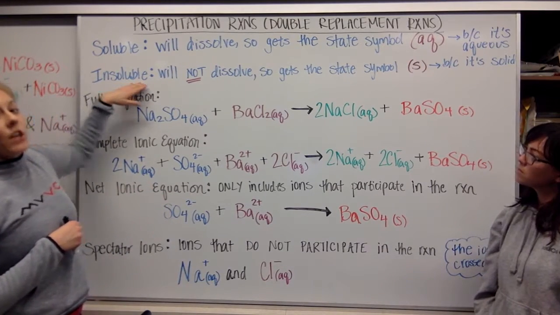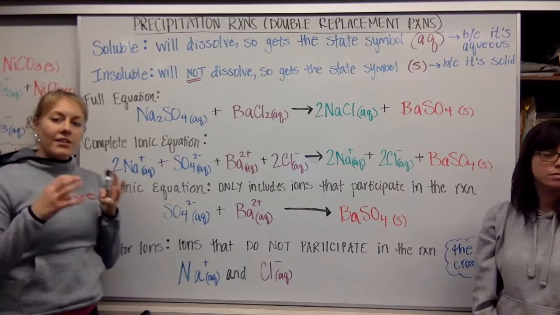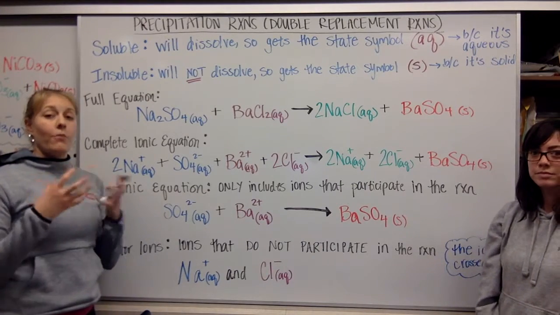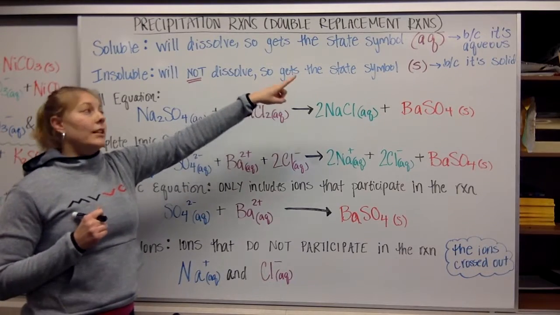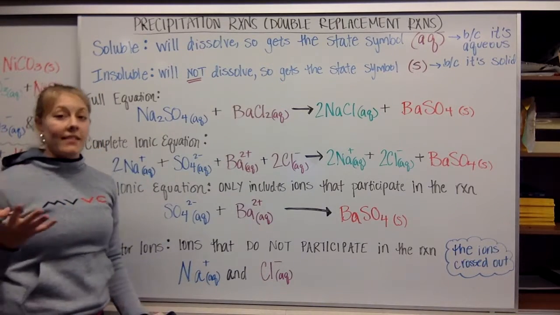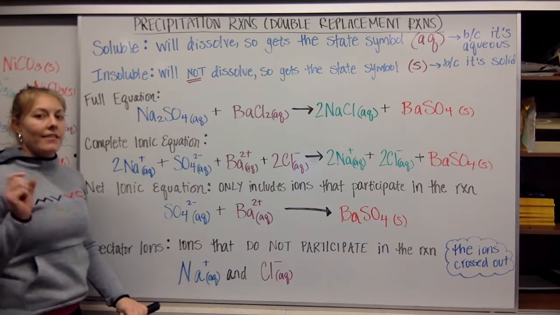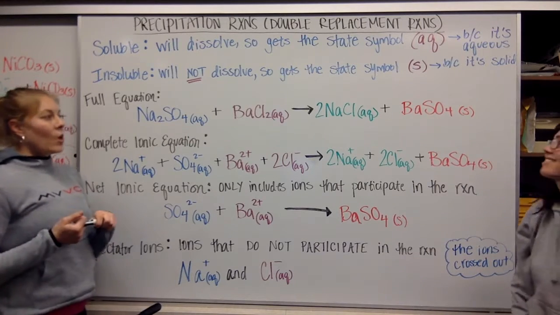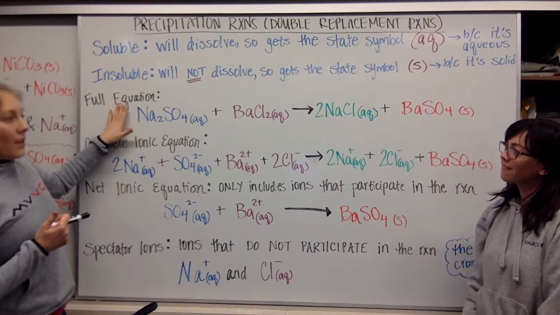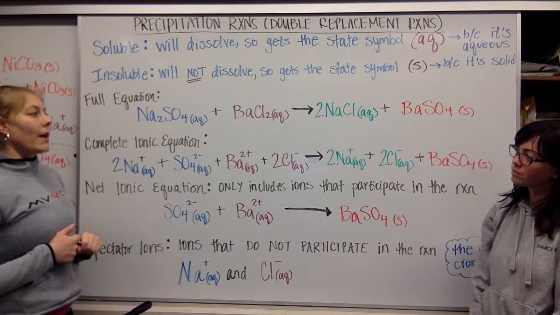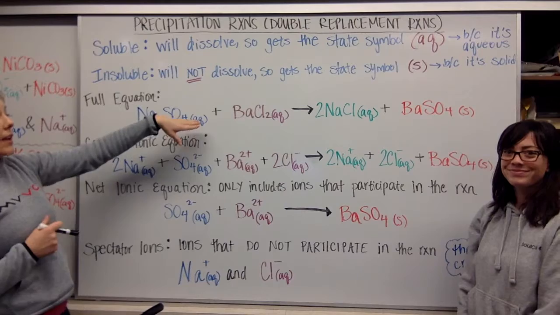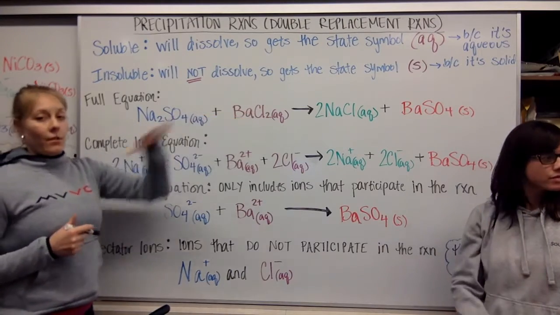Insoluble means it will not dissolve, right? So it's not going to dissolve. That means it's going to have some form of solid, and so that is going to get the state symbol S because it's in the solid state, right? So that will be state symbol S. We're going to see that in these reactions here. So I'm going to walk us through one full example, looking at the state symbols here.